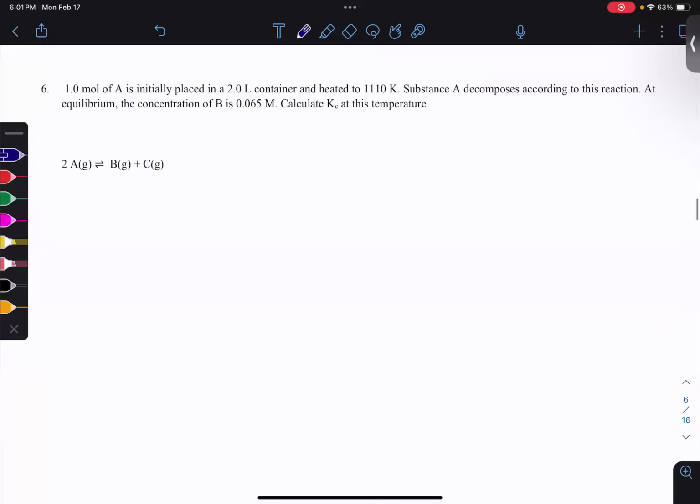So question 6. 1 mole of A is initially placed into a 2-liter container and then heated. Substance A decomposes by this reaction. At equilibrium, the concentration of B is given. Calculate Kc at this temperature.